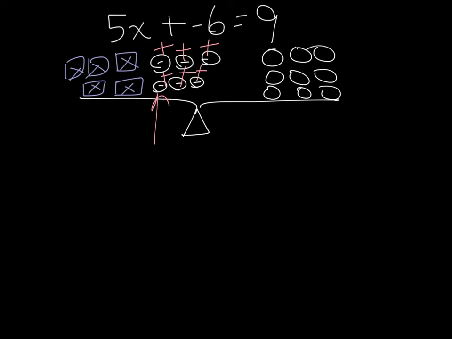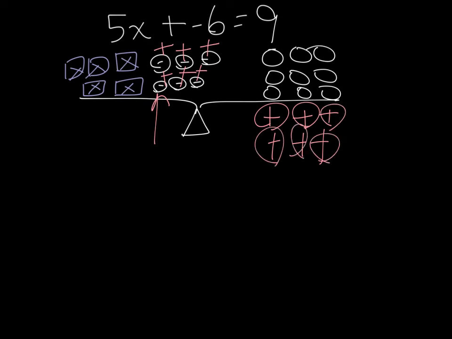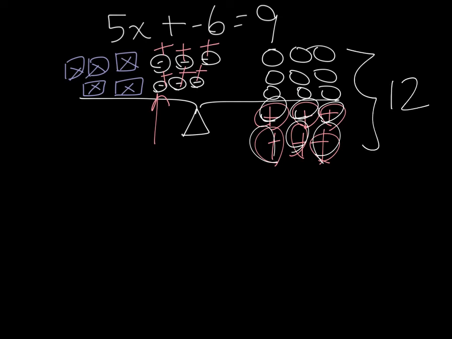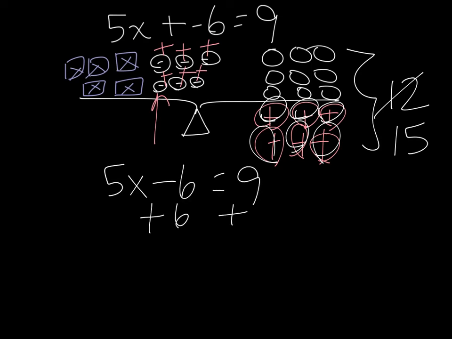Now my weight is shifted, right? So whatever I do to one side, I have to do to the other side. So I'm going to add 6 coins to this side. 1, 2, 3, 4, 5, 6. So now on this side, I have 15 coins, because 9 plus 6 is 15. My bad. 15 coins, right? So what I did was, essentially, I added 6, and I got 5x equals 15.